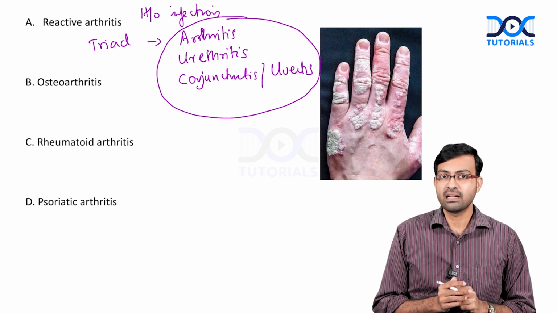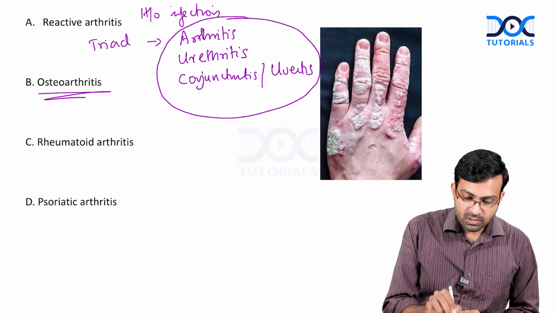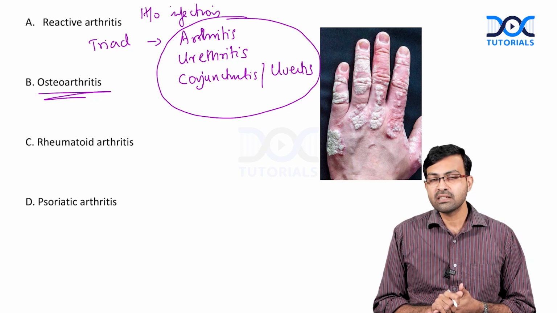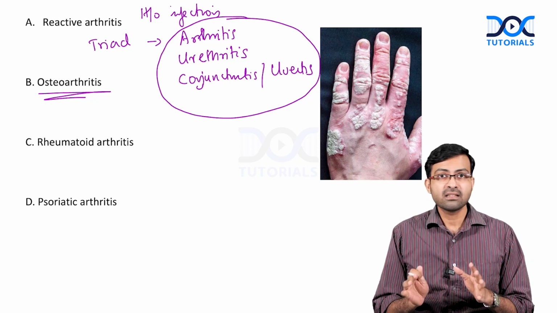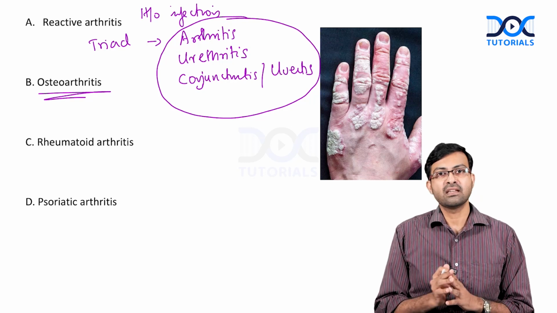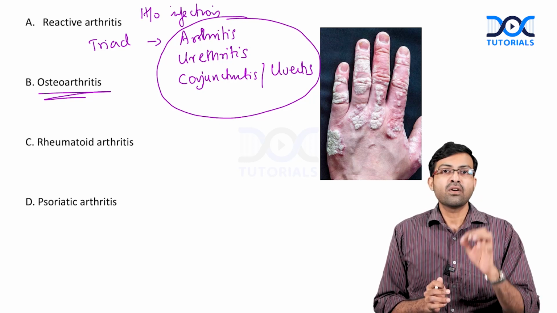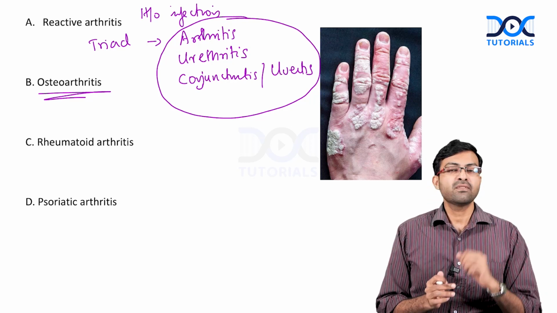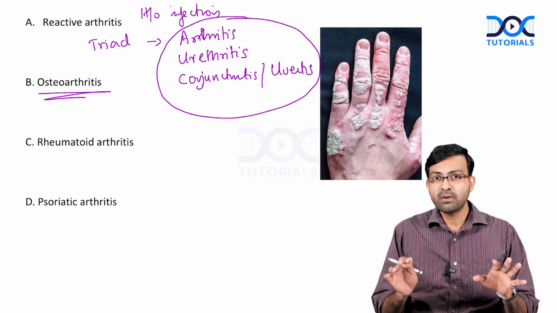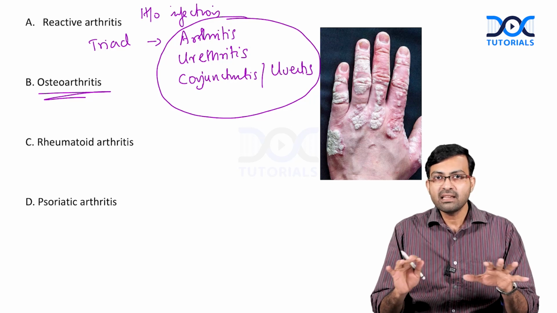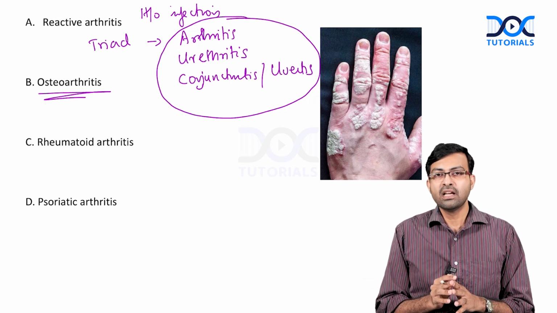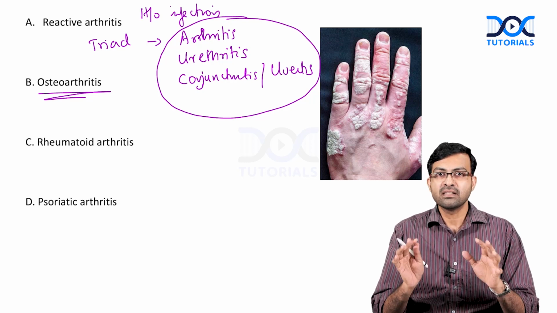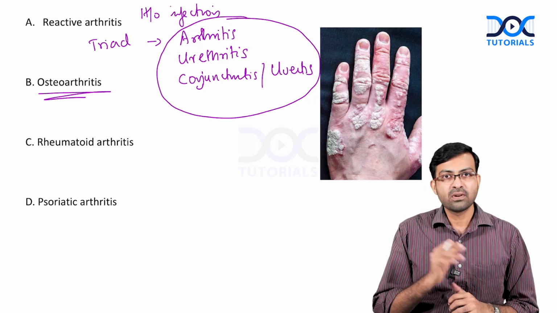That is not our answer here. And what about osteoarthritis? Osteoarthritis can definitely affect the distal interphalangeal joint, but will it produce any skin lesions? It will never produce a skin lesion. Always remember that osteoarthritis is a non-inflammatory degenerative condition. It will not produce any extra-articular manifestations. The only manifestation will be loss of cartilage and arthritis in the joints. Okay, so that is also not our answer.